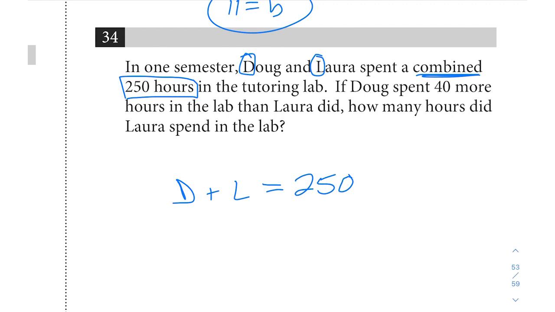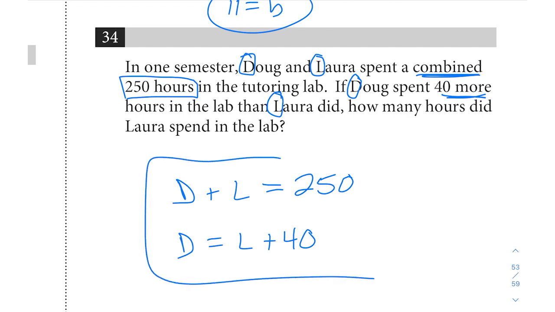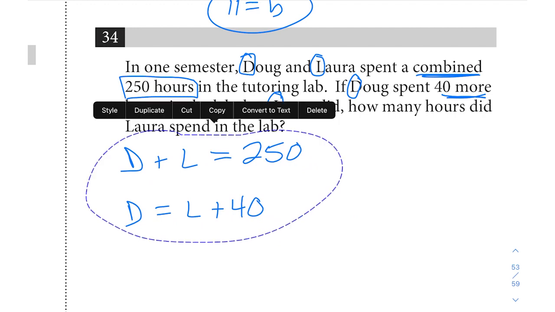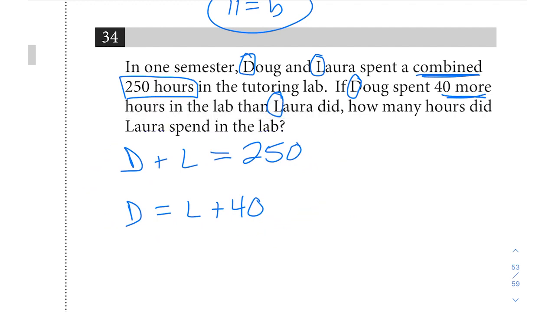And as we can see, and again, hopefully this is something that with repeated exposure we're getting more comfortable with, but D plus L equals 250, that's two variables with only one equation, which means we need a second equation to be able to solve for both variables. So let's see what that second statement gives us. If Doug spent 40 more than Laura did, so that's like saying D equals 40 more than L, or L plus 40. Now we have two equations for our two variables, which means that's going to be enough information for us to solve. So let's go ahead and see if we can solve this out.